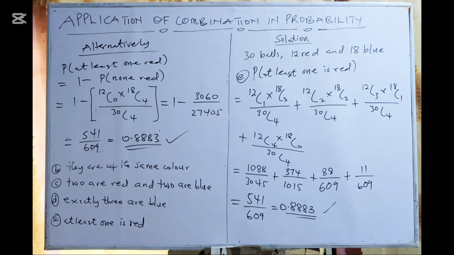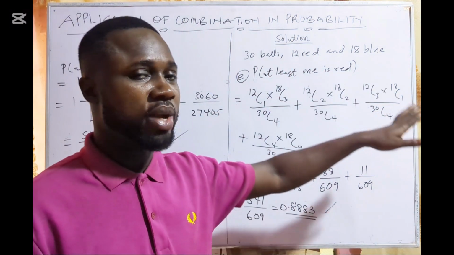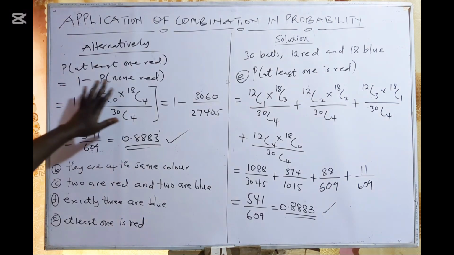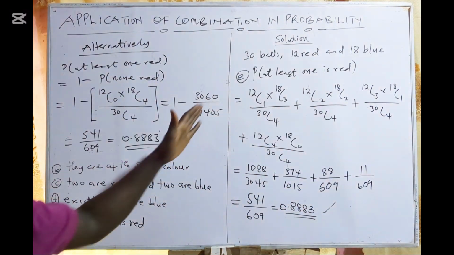Alright. So when we are given a question of at least or at most, you can look at the other side. That will be easier for you to get your answer, so that you don't use so much time working through all this. Working this will give you the same answer as going by all these possibilities.